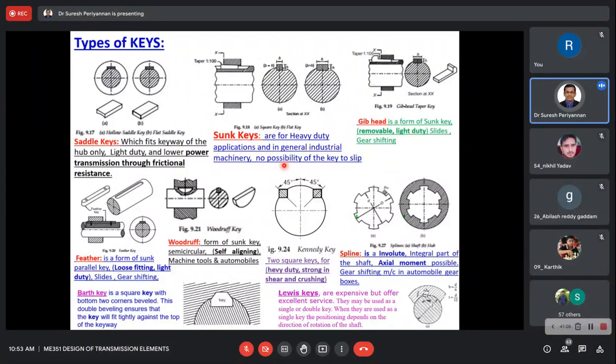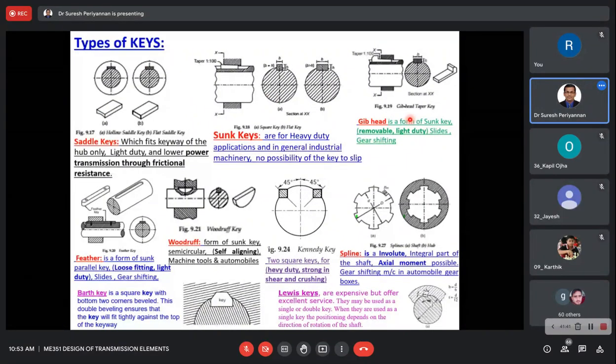Here no slip occurs. But in the saddle key, is slip possible or not? Please reflect. In this key, no slip. But what about this key? Is slip possible or not? Yes, sir, possible. You may expect this type of question in the objective. Okay, here slip is possible. Here, no slip. Now I come to the gib head key.